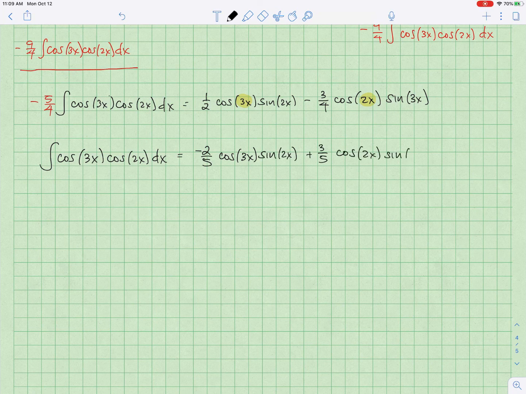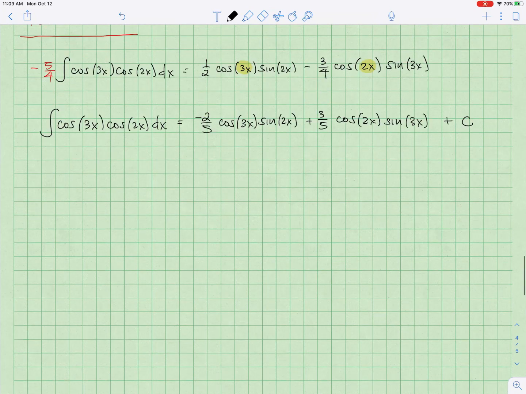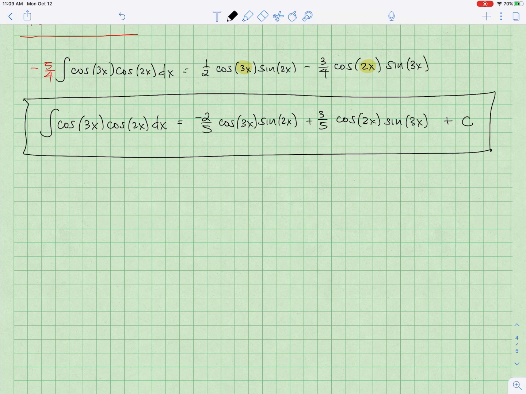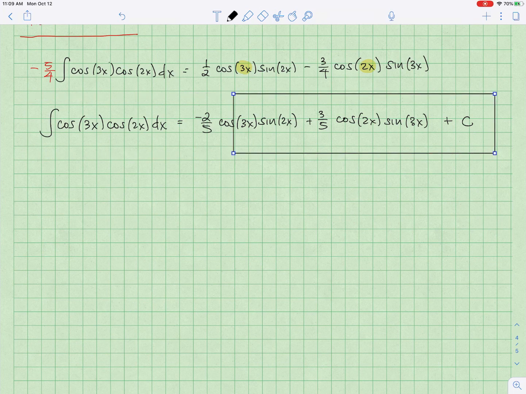cosine 2x sine 3x. Now, even though we didn't technically integrate, we used algebra, don't forget that the general form of the antiderivative should have plus an arbitrary constant on the end. And that is going to be our answer. There it is. That's our antiderivative.